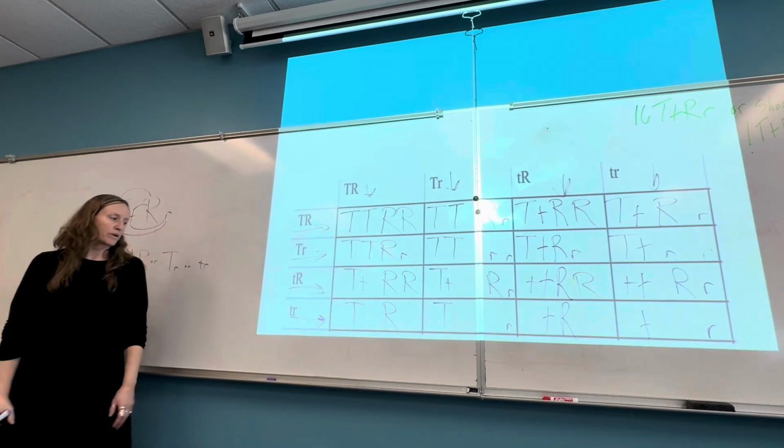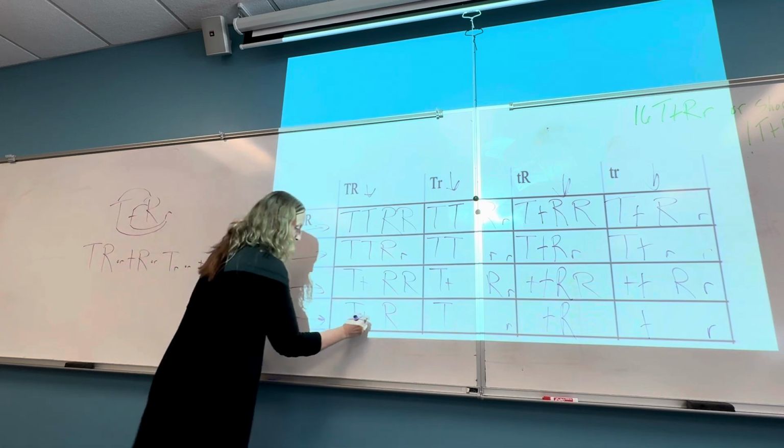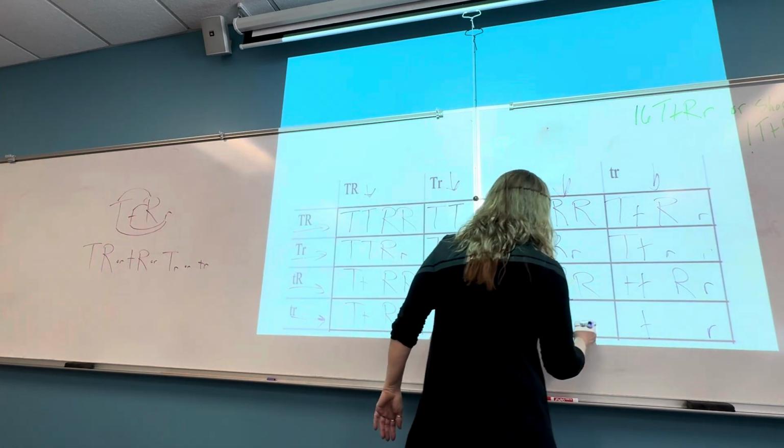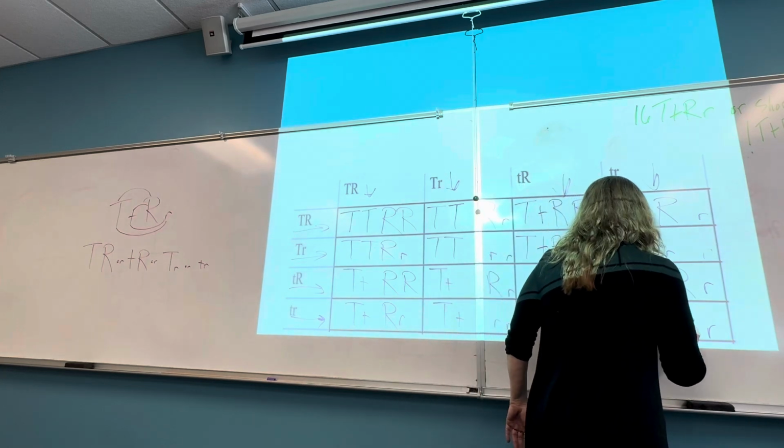And our last row, we've got a little t and a little r. So little t, little r. Little t, little r. Little t, little r.